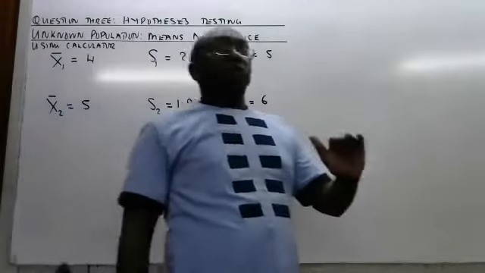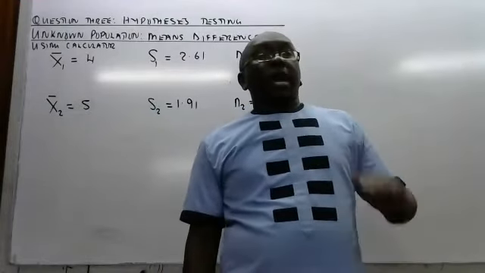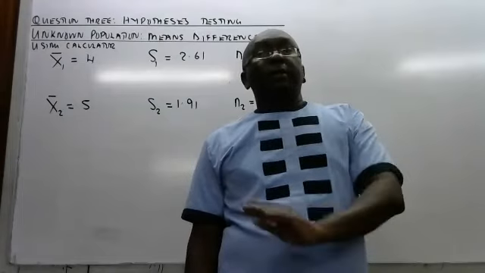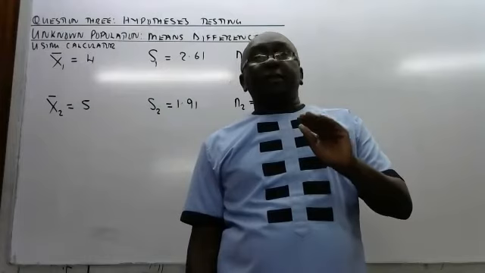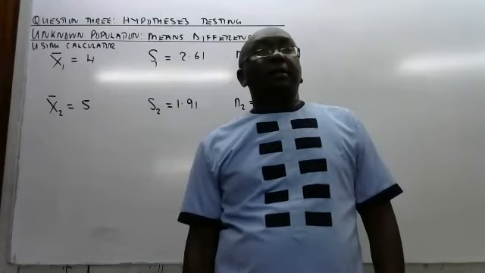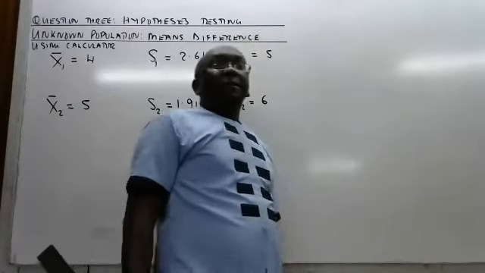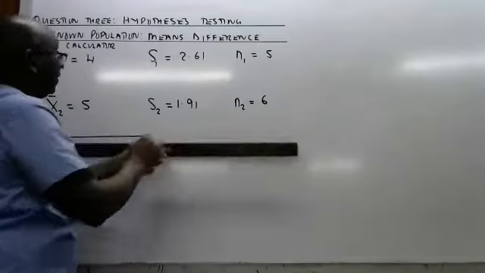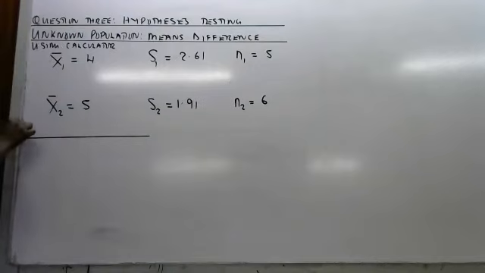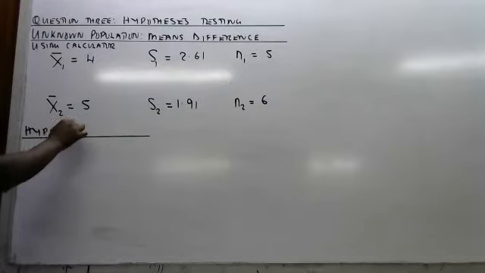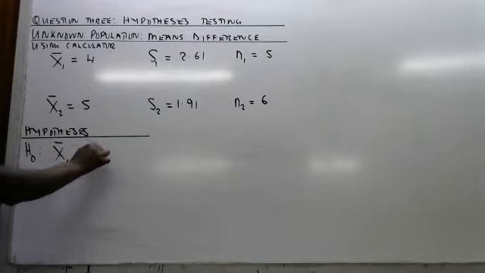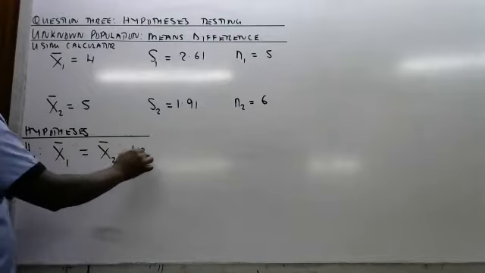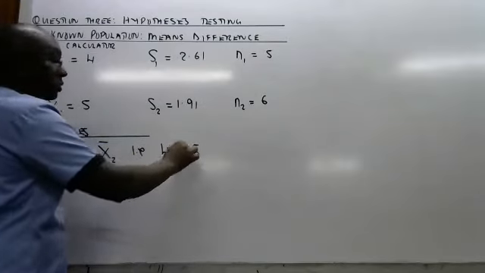Do you remember the steps that we follow? Hypothesis, significance. So we can summarize. We just give the minimum required. We want step by step. Okay. Then, in step number one, we have the hypothesis. I told you, x bar 1 is equal to x bar 2. That is, 4 is equal to 5.